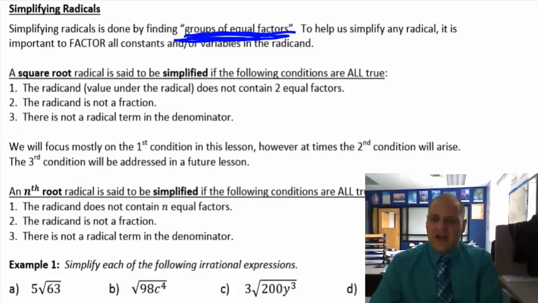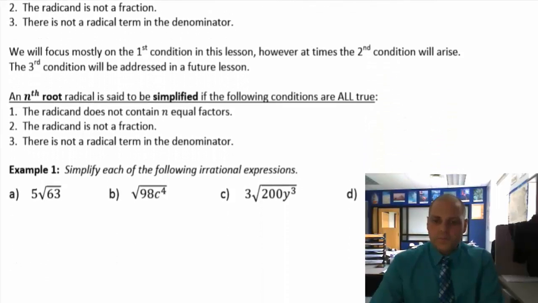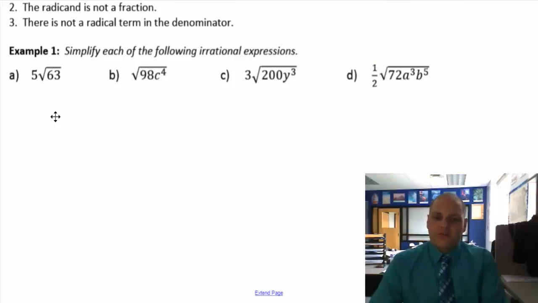Here's all your notes on how to do it. We're mostly going to focus on this first condition here. We're going to get right into these examples for you. So 5 square root of 63. I can't take the square root of 63. It's not perfect. So this is what you're going to do. The 5 we're going to ignore for now. We're going to break this 63 up.